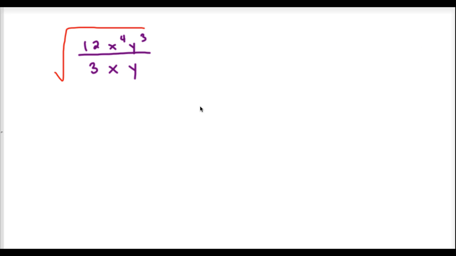So the square root of 12x to the 4th, y cubed, over 3xy. Right? I see that 12 and 3 can be divisible by one another. X to the 4th and x can be simplified. Y to the 3rd and y can be simplified. So let's simplify this. So we're going to have 12 divided by 3 is 4. X to the 4th over x to the 1st becomes x to the 3rd. And y to the 3rd over y to the 1st becomes y squared. So now I simplified, and now let me simplify again.